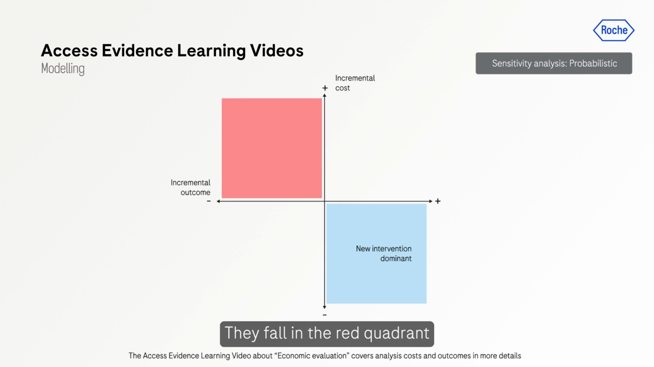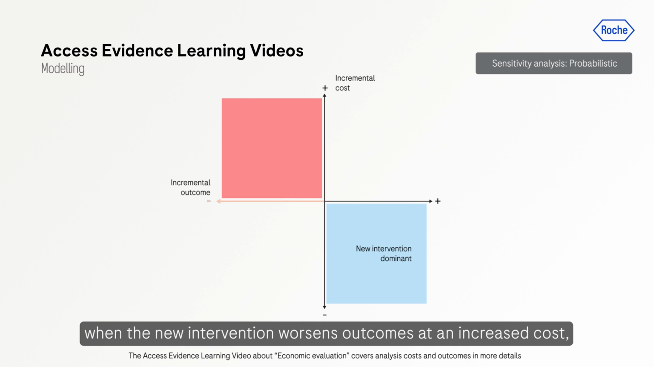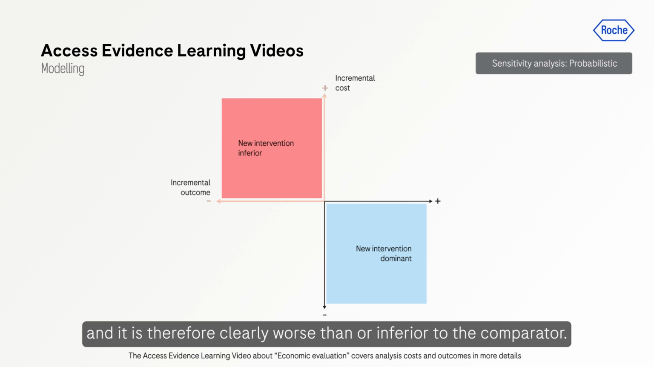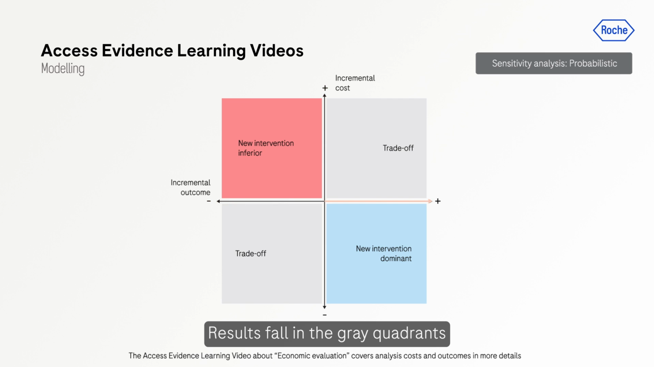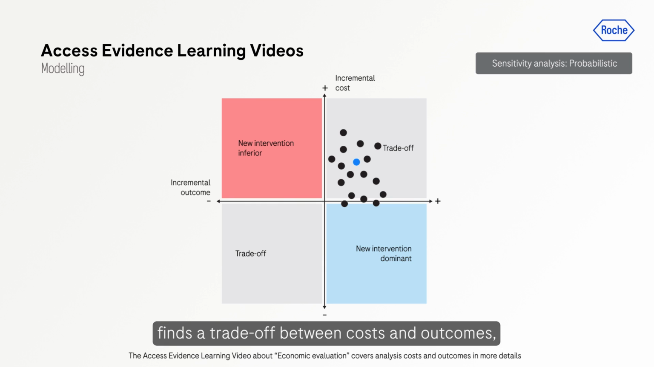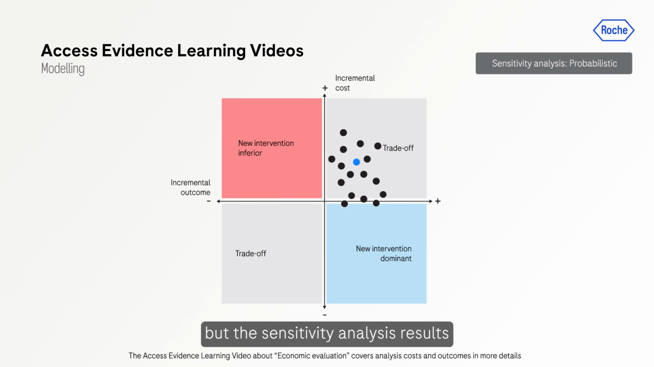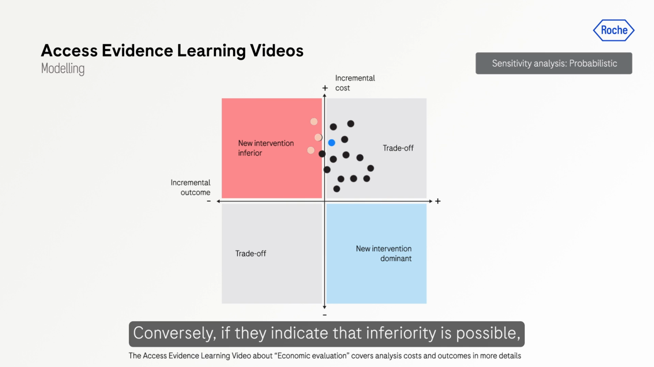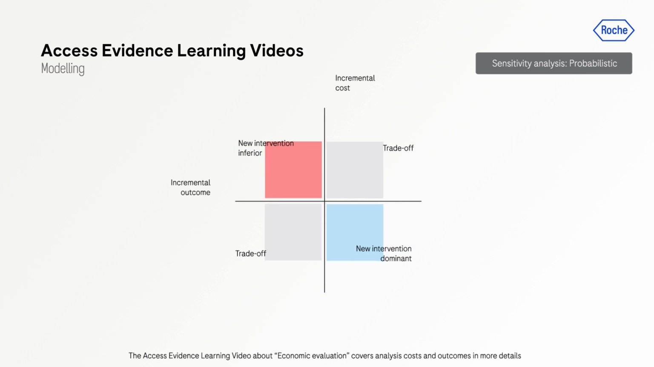They fall in the red quadrant when the new intervention worsens outcomes at increased cost and is therefore clearly worse than, or inferior to, the comparator. Results fall in the gray quadrants when a trade-off occurs, either improved outcomes at higher cost, or worse outcomes at lower cost. If the result of an economic evaluation finds a trade-off between costs and outcomes, but the sensitivity analysis results indicate a chance of dominance, this may strengthen the case for the new intervention to be adopted. Conversely, if they indicate that inferiority is possible, this may weaken the case.